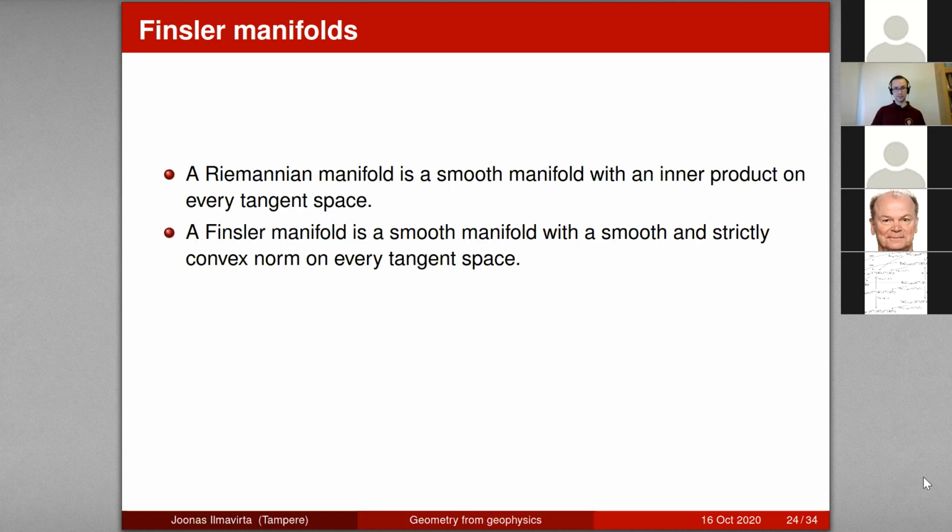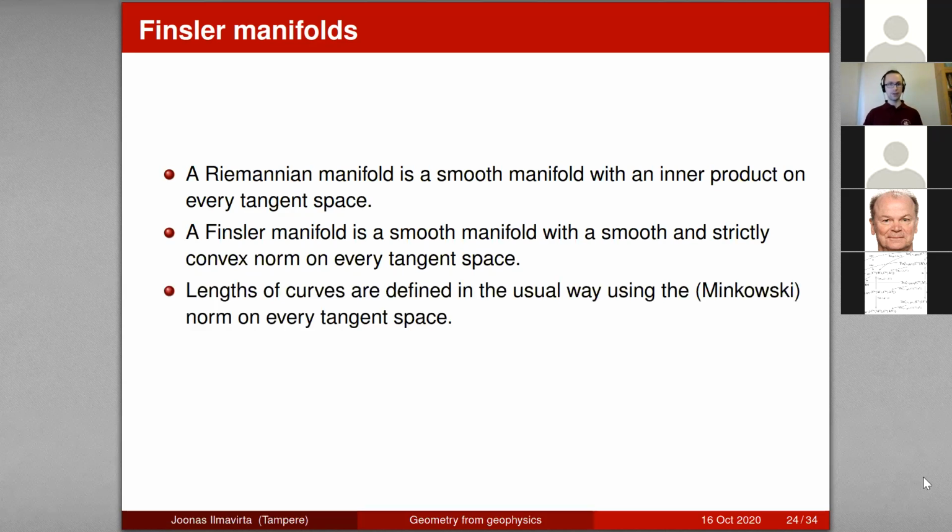So a Finsler manifold is the same kind of thing. It's a smooth manifold, but it has a smooth and strictly convex norm on every tangent space. Every inner product will induce a norm, but not every norm will come from an inner product, which is familiar from functional analysis. And now the same thing can be applied in these tangent spaces. So a Finsler manifold is a more general beast. Okay, and there are some axioms that it should satisfy in order to actually be a Finsler manifold, but I will not go through them here.